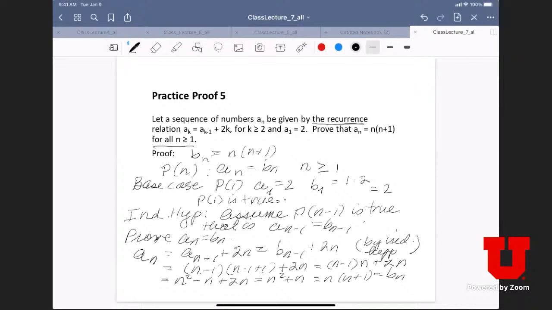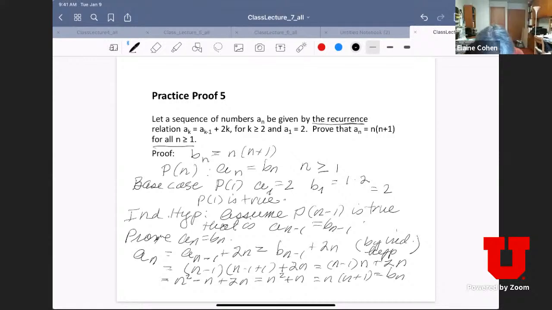So we follow. Do we have to list distributivity when we pull out n? Yes, right there. That's the distributive property. Okay. So then your conclusion: a n equals b n for n greater than or equal to 1.